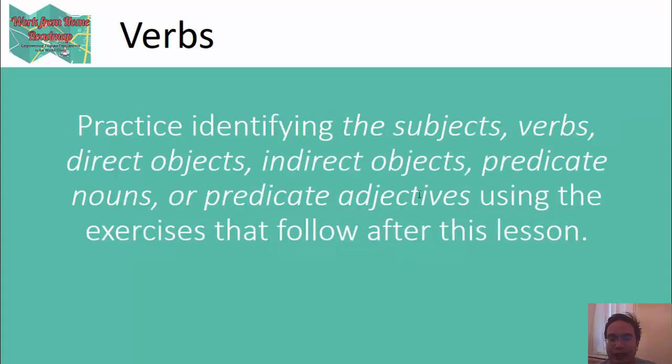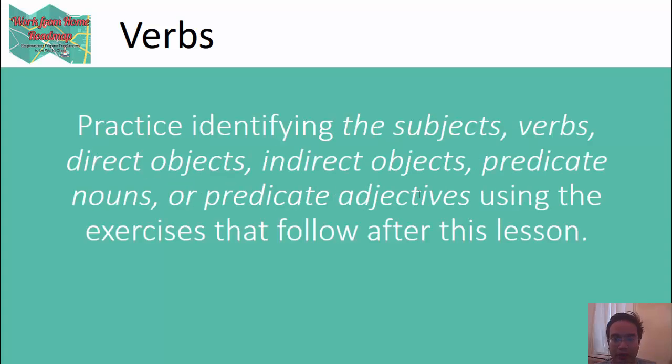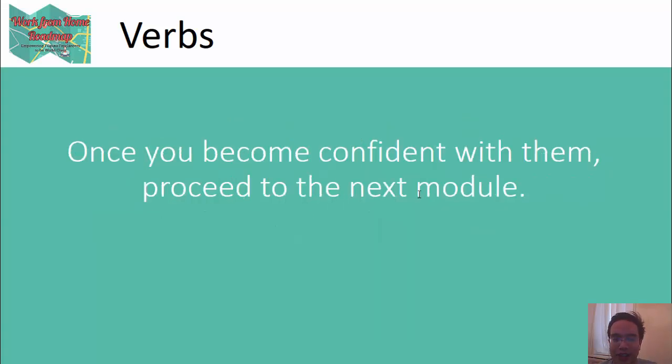Practice identifying the subjects, verbs, direct objects, indirect objects, predicate nouns, or predicate adjectives using the exercises that follow after this lesson. Once you become confident with them, proceed to the next module. If you aren't confident yet in identifying them, then I suggest you repeat the exercises until you become confident with them.